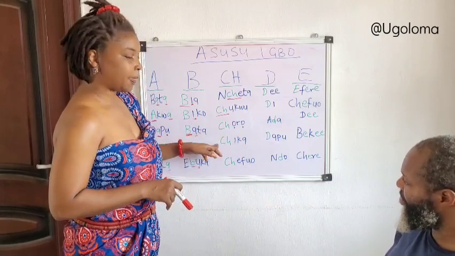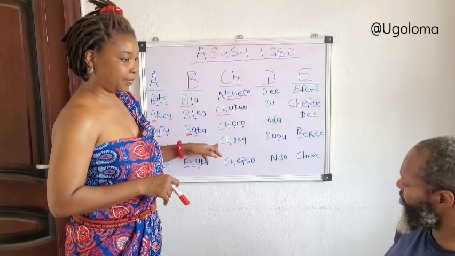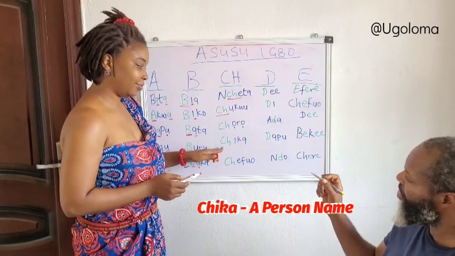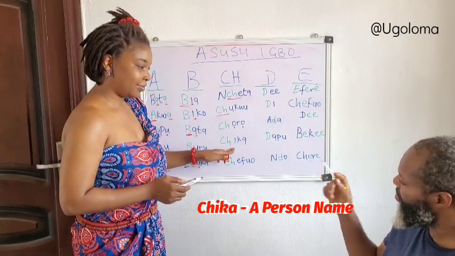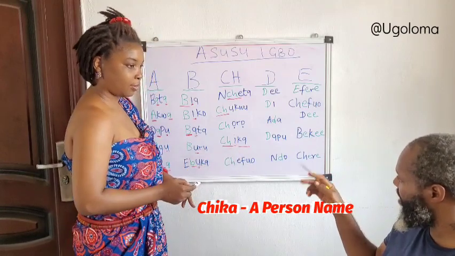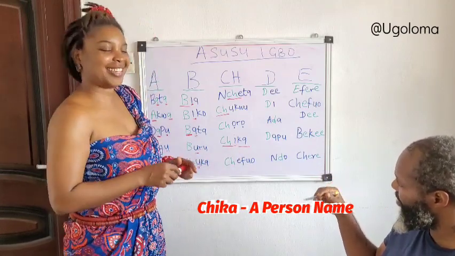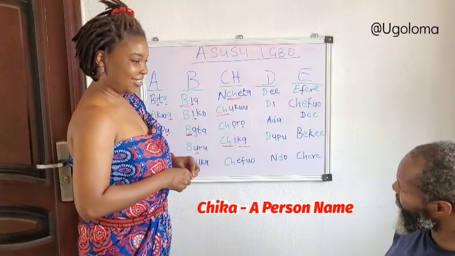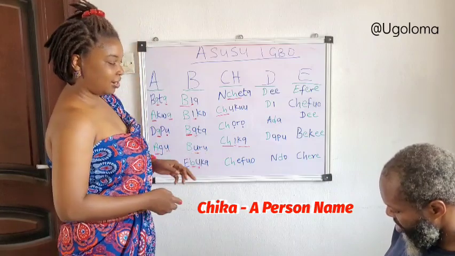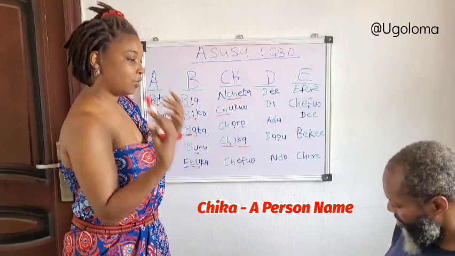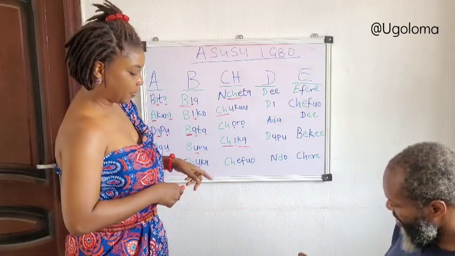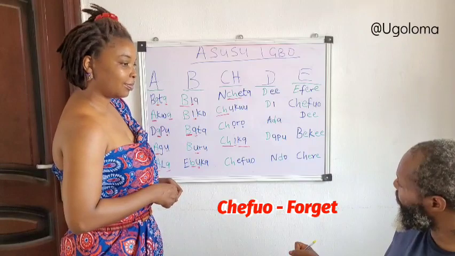Okay? This one is somebody's name. How do you say this? You say this together? Chica. Correct. Chica. Good. That's somebody's name. Chi means God and ka means more. So God is more. Chica. Okay. Next one. Chefu.